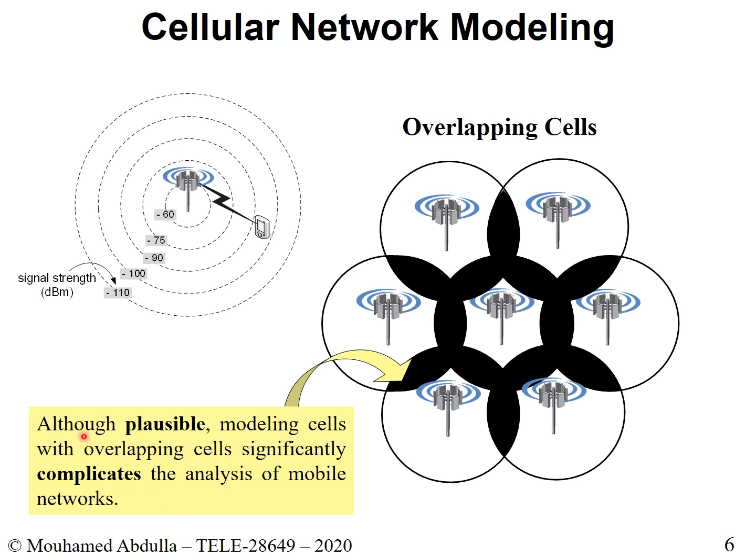So let me read you what I wrote here. Although plausible, this is kind of what happens in real life. Modeling cells with overlapping cells significantly complicates the analysis of mobile networks. It makes the analysis a bit harder to do. So this is something to be mindful of. I'll just show you another type of change that we could make to the cell where we won't have overlap. In this case, we have overlaps of cells. It is somewhat realistic, but the analysis and the design of the network becomes a bit complicated. So let's move on to the next slide.